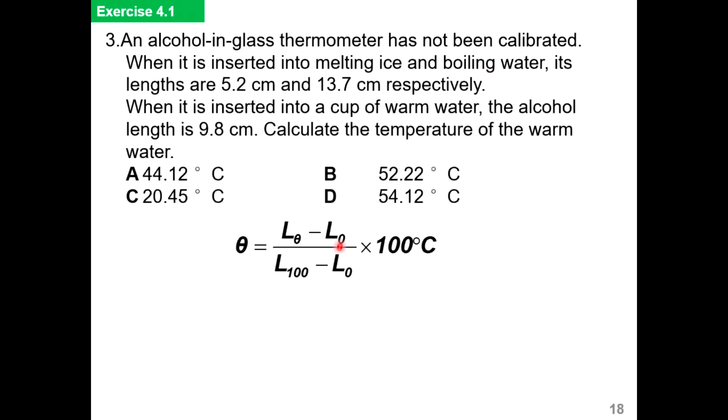So with that you can calculate already. Use the same method. So 9.8 minus L0, which is 5.2, divided by L100, which now is 13.7, minus L0, 5.2, times 100 degrees Celsius. You use your calculator, and then you will get this as the answer.